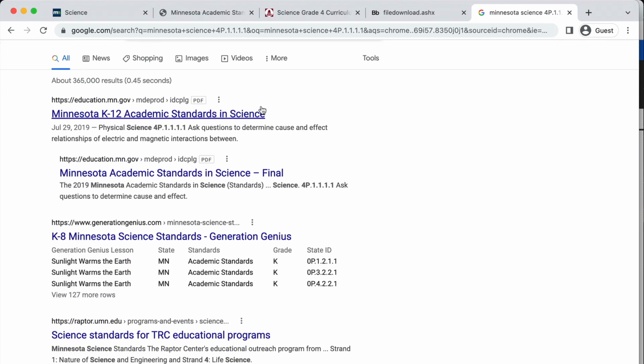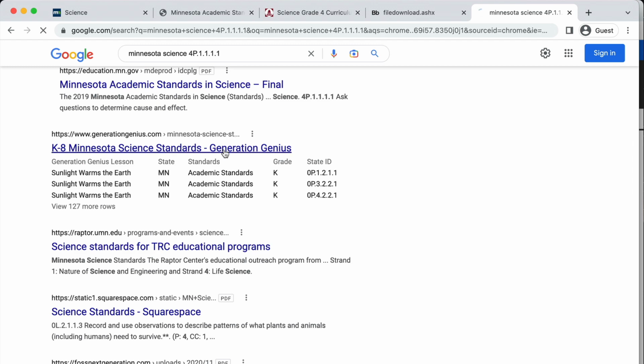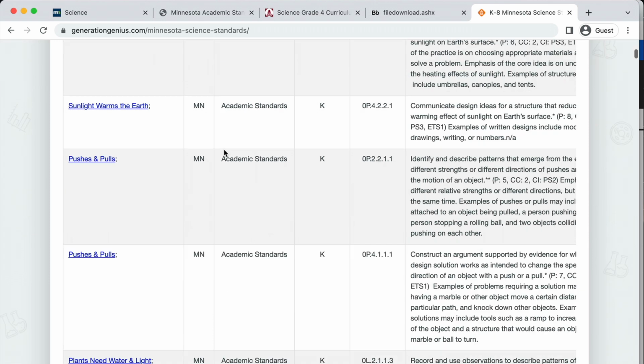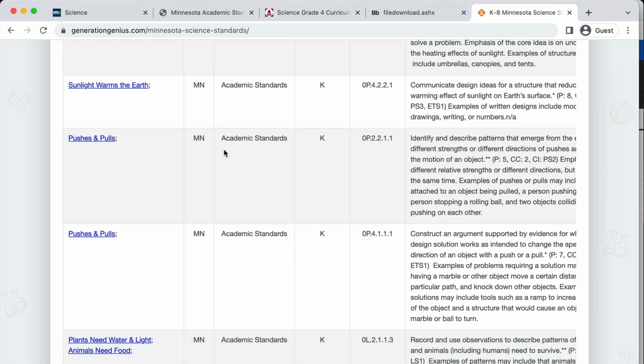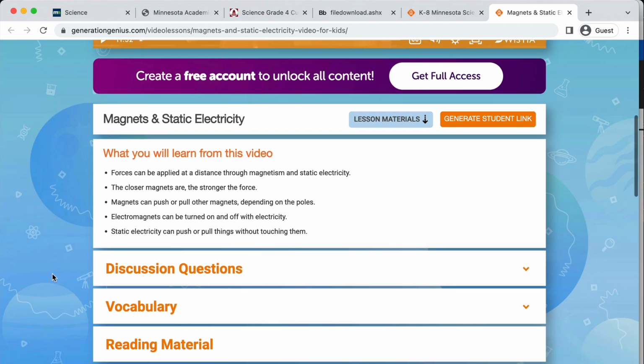Obviously, they have the Minnesota Department of Education website. The second one is something called Generation Genius. It says Minnesota Standards Alignment, and there's a bunch of standards here, so I'm going to search again for that. And it says magnets and static electricity. So when I did Control F or Command F, depending on what you use, and I pasted that standard, it came to a link. And then they have lesson materials.